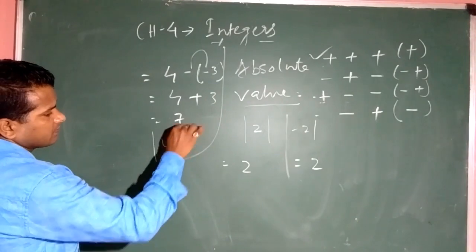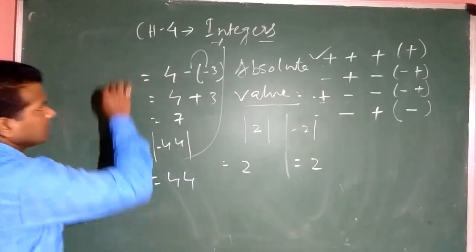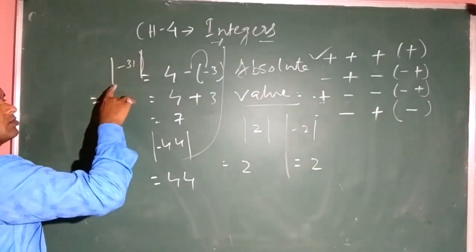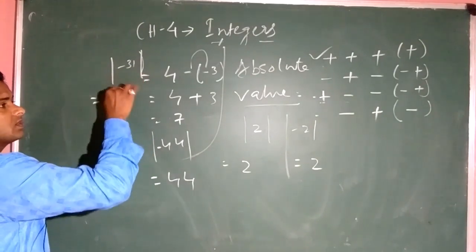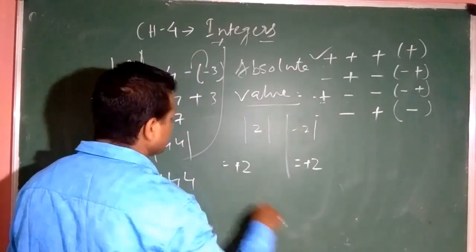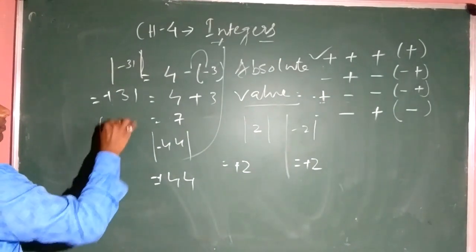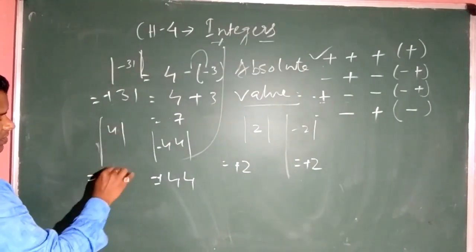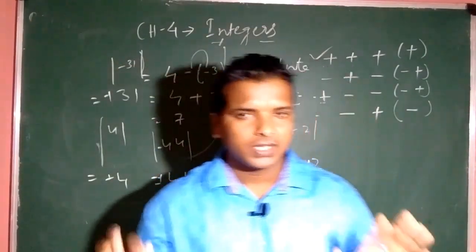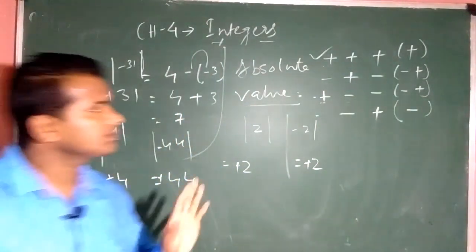Similarly, the absolute value of minus 44 is plus 44. Similarly, minus 31, what is the answer? I am talking about the absolute value. So 39, plus 31, these all are plus. If it is 4, the absolute value of 4 is plus 4. We cannot change the value. Understood, right? These are the basic concepts about integers for chapter 4.